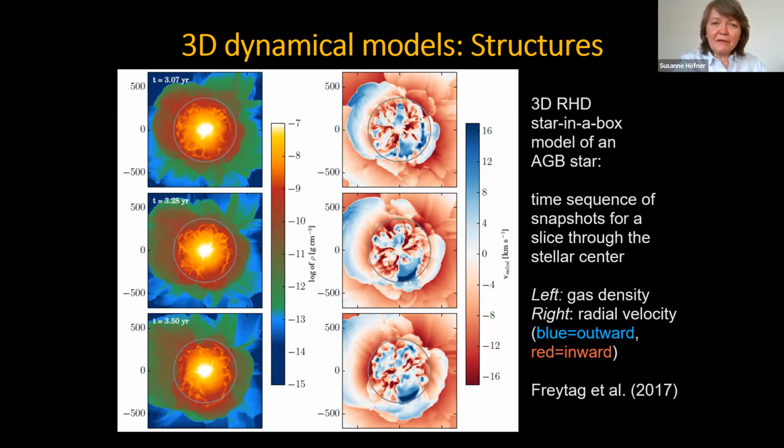The huge upwellings and downflows in between. So really giant convection cells here. So how do you make sense of this mess?